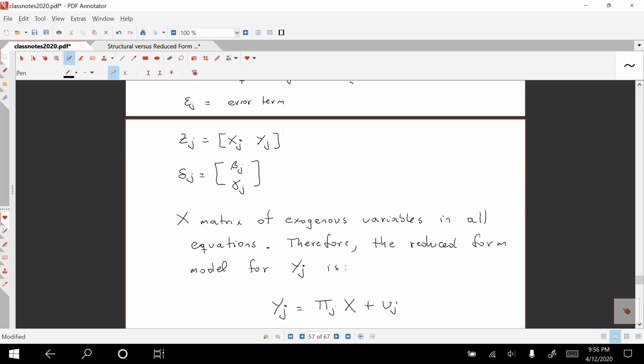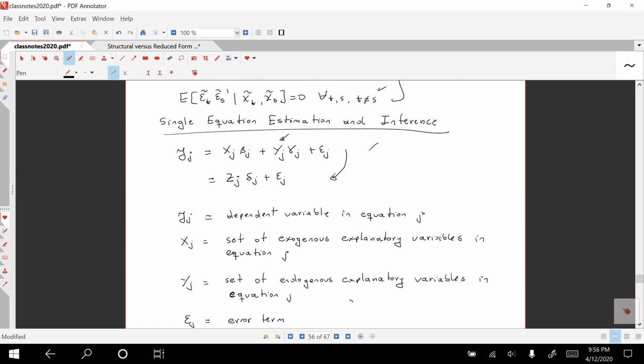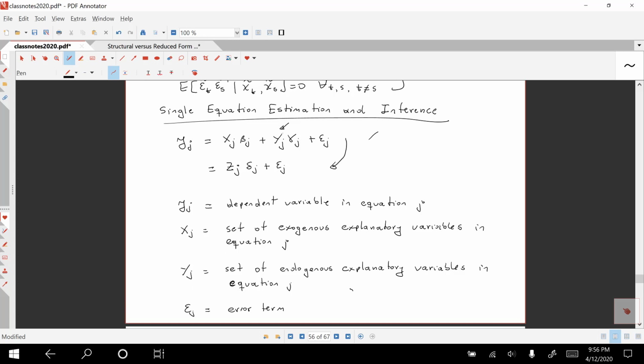Okay, so hopefully, with that definition, basically what we're trying to do is write just one of the equations as a function of exogenous variables and endogenous variables. And remember, we're using here capital Yj because those are dependent variables in other equations of the system, which for now, we're not interested in analyzing.